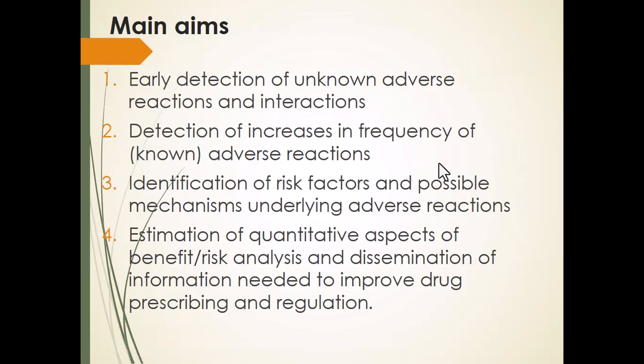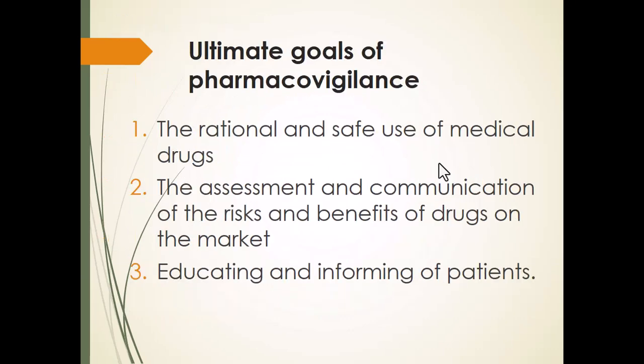So what's the main aim of pharmacovigilance? The main aim is early detection of unknown adverse reactions and interactions in your patient. Detection of increases in the frequency of known adverse drug reactions. Identification of the risk factors and possible mechanisms underlying adverse reactions. And then lastly, estimation of quantitative aspects of benefits, risk analysis, and dissemination of information needed to improve drug prescribing and regulation.